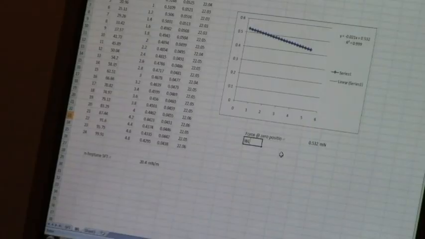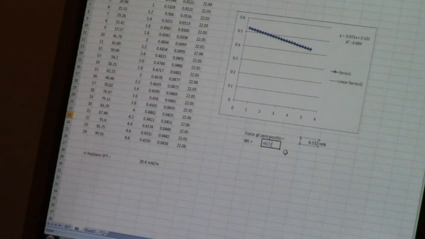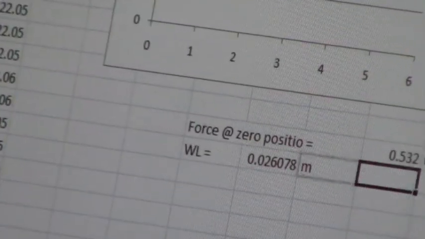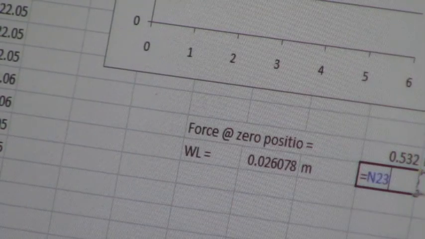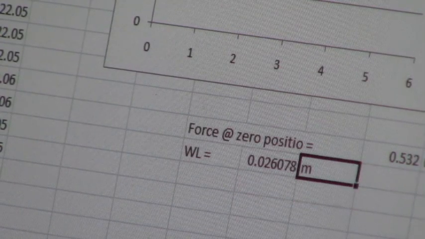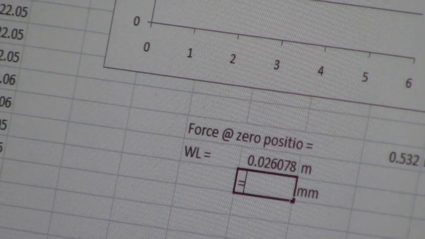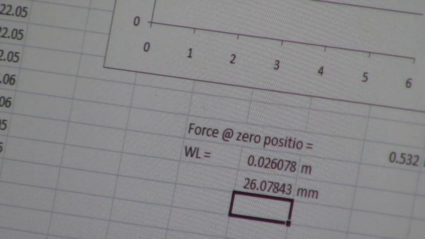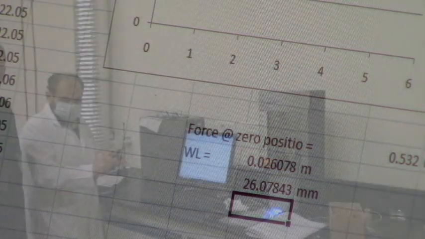Then, from the equation, the wetted length is the force over surface tension. So, wetted length equals force, which is this amount, over surface tension, which is this amount. This is given in millinewton over millinewton per meter, so this is in meters. I need it in millimeters, so I multiply by 1000. So this is 26 millimeters.